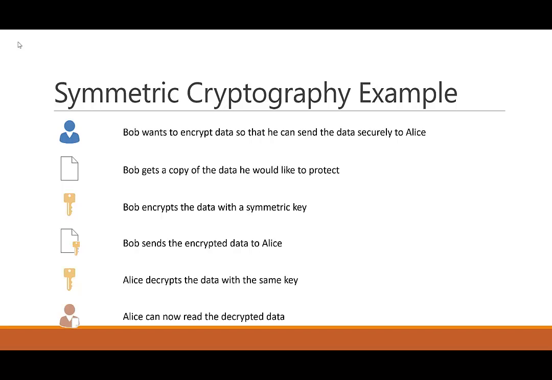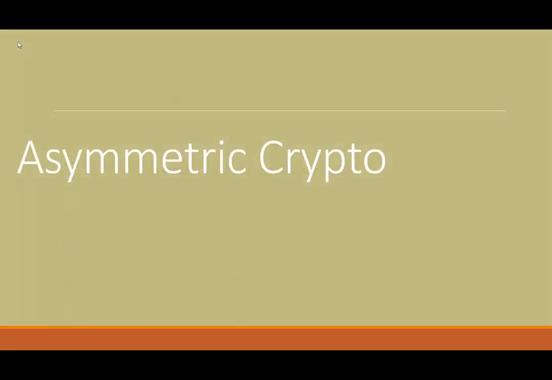So that's just a quick example showing how symmetric cryptography works, just to kind of make it maybe a little bit easier to understand. So next we're going to talk about asymmetric cryptography. Asymmetric cryptography is important because it gets into the public and private keys that we're talking about with certificates.